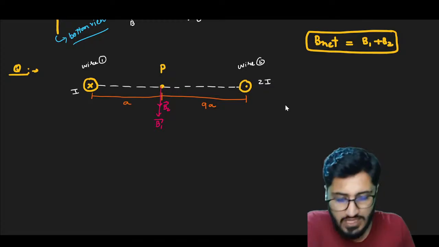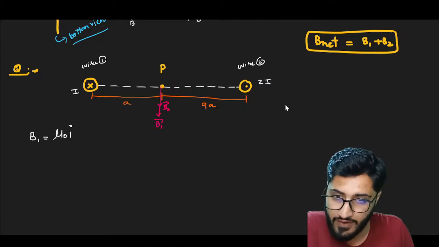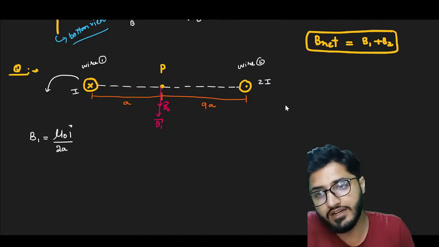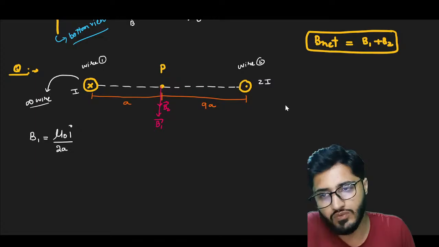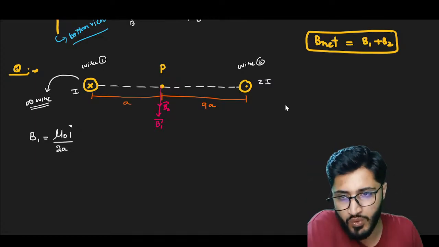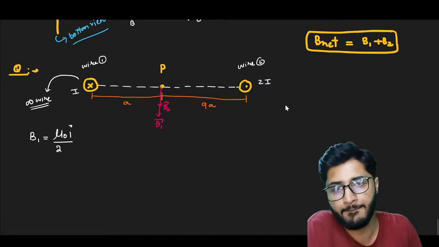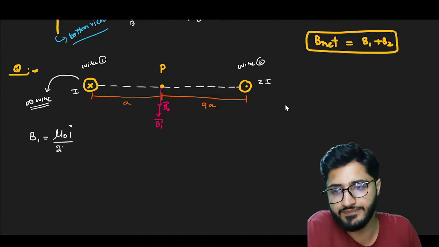B1 and B2. Sir, what is B1? It is mu naught I divided by 2A only. Why, sir? Because we consider them as an infinite wire. Nothing is given to us now, so just consider them as an infinite wire. Mu naught I divided by 2 pi A, no? 2 pi A.